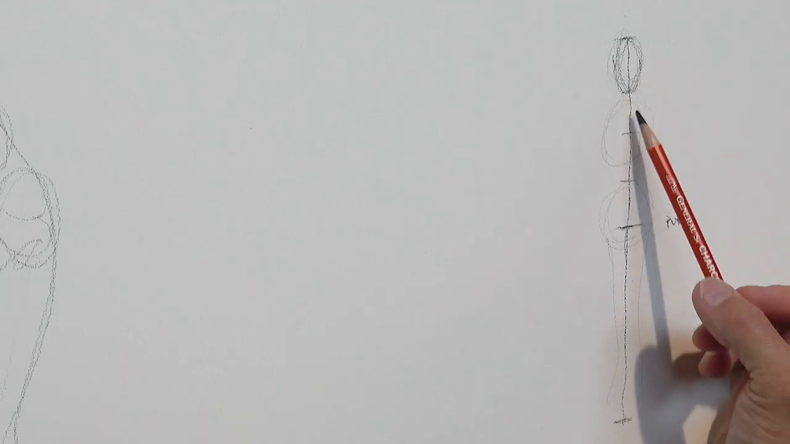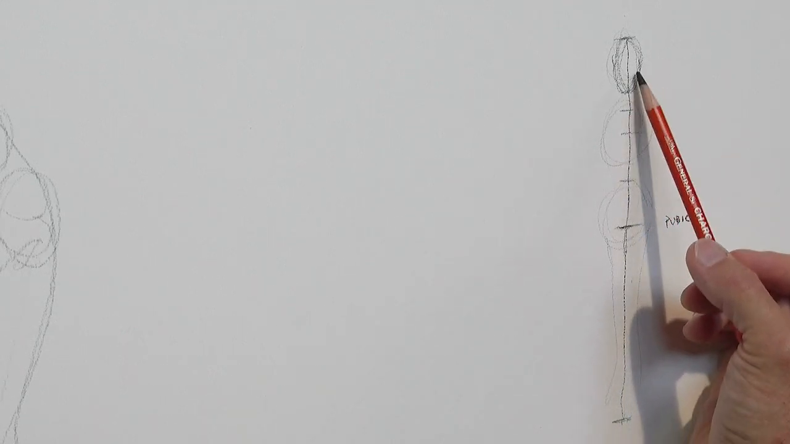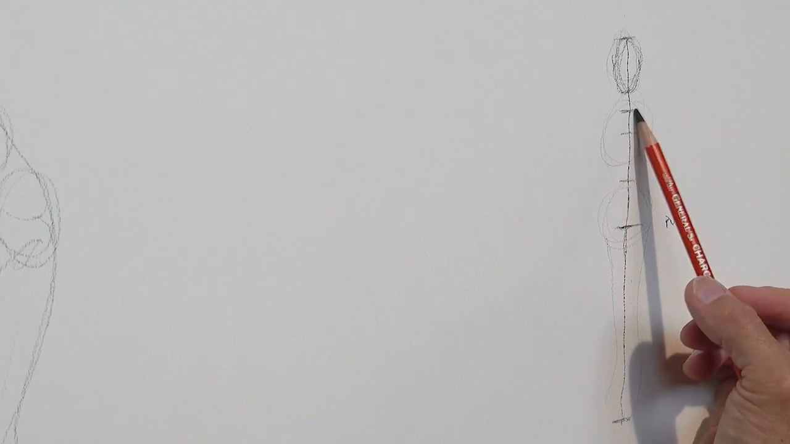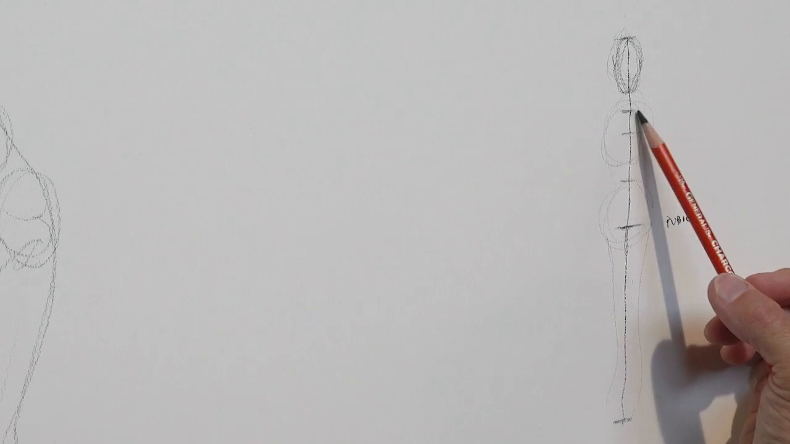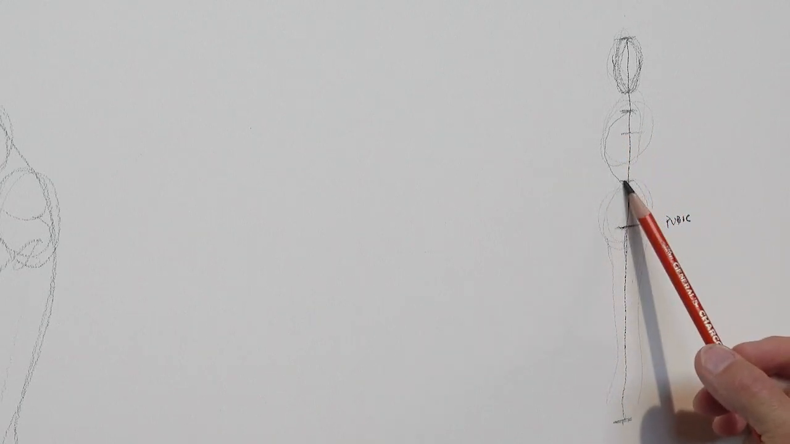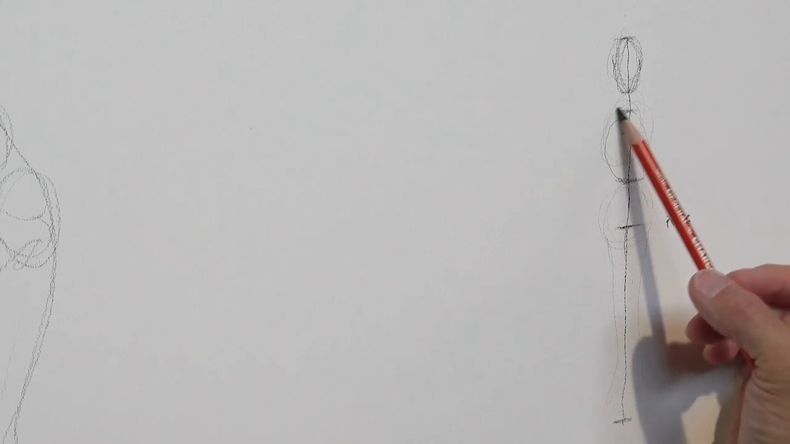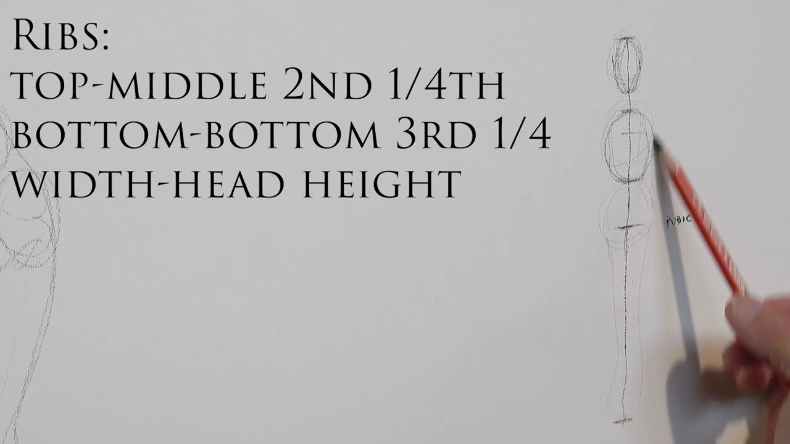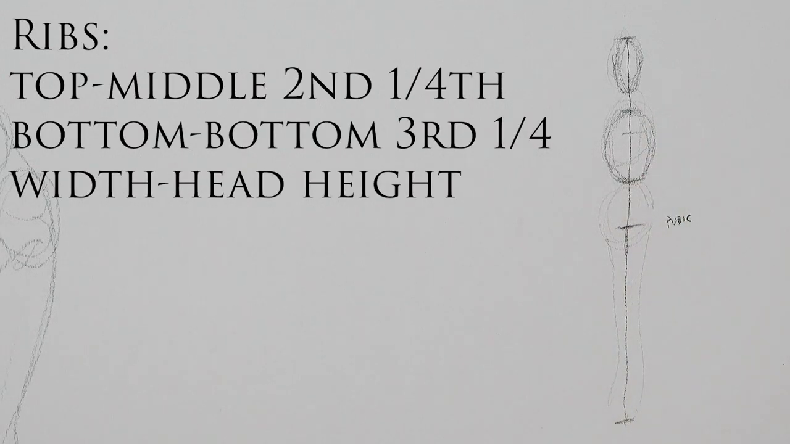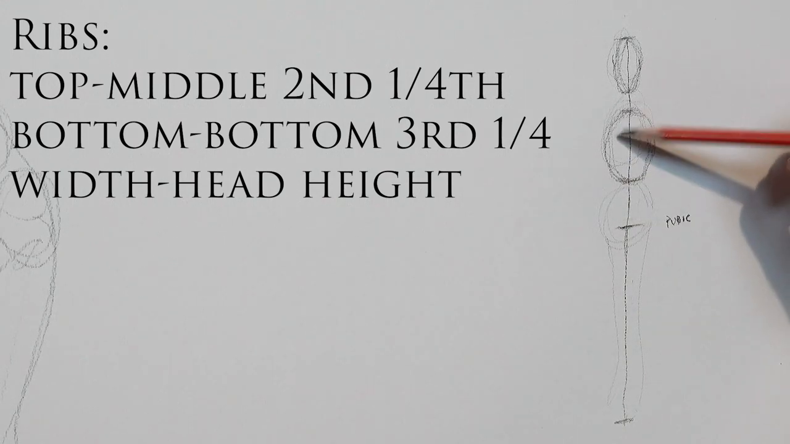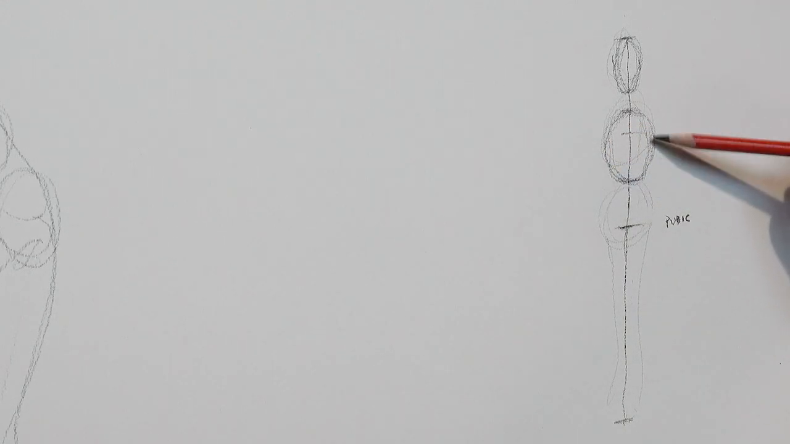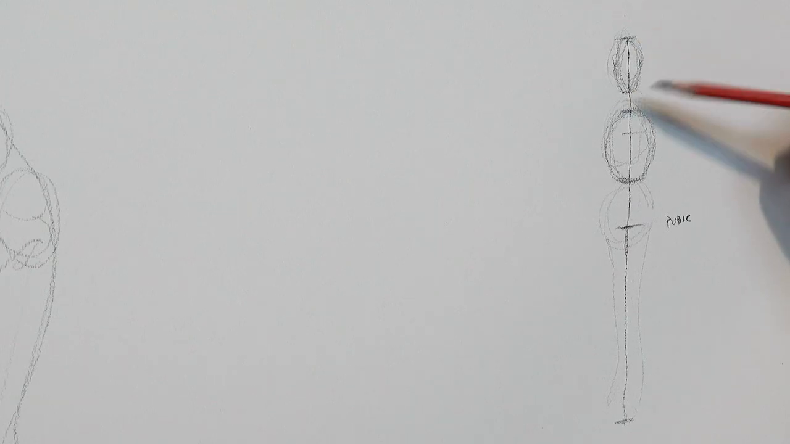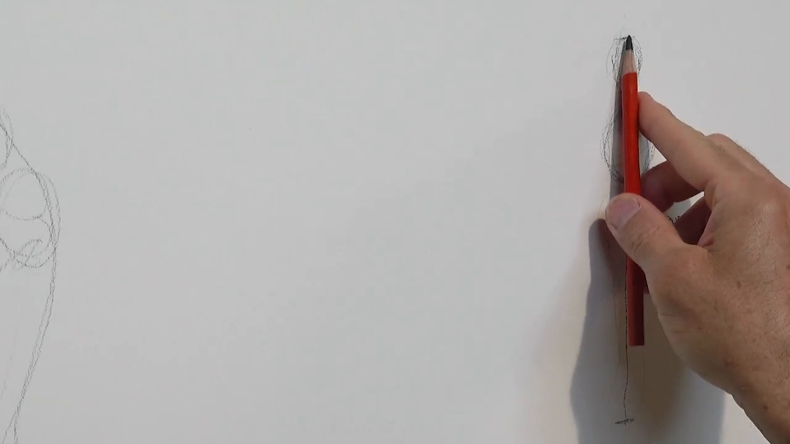Okay, let's go down. We're going to put a space here between the head, kind of a middle space. And this is, again, just general. We're trying to keep this as simple as possible. We go from the top of that point to the bottom of the next one. That would be the rib cage. Pretty self-explanatory there. The rib cage is just as wide as the height of the head. So if I take this head height and rotate it on its side, that would be the width.